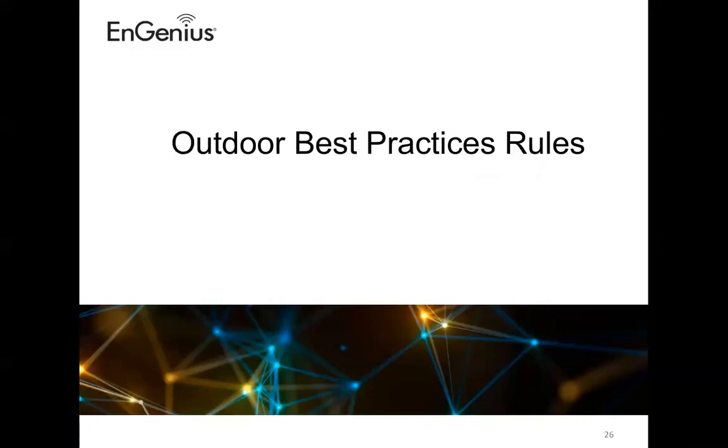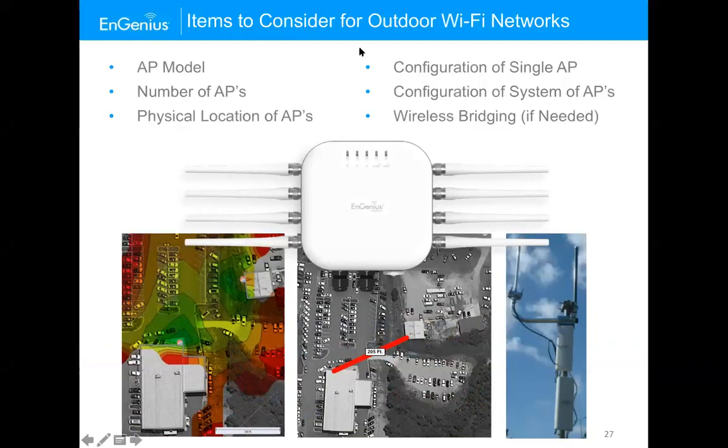All right, now we're going to do some outdoor best practices for the rules. So items to consider for your outdoor ones are going to be almost similar to indoor: AP model, number of APs, physical locations of the access points, configuration of a single access point, configuration of a system of access points, as well as wireless bridging if need be.